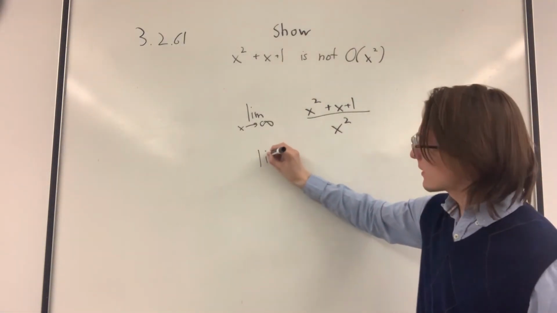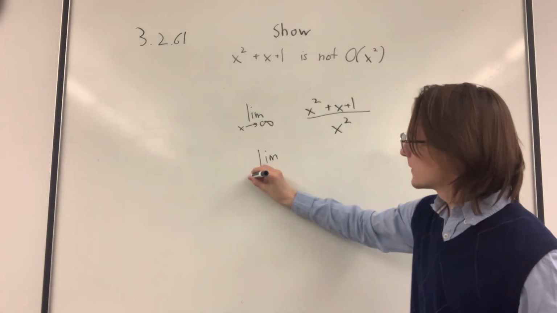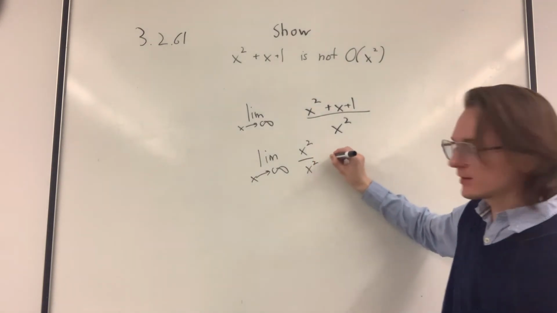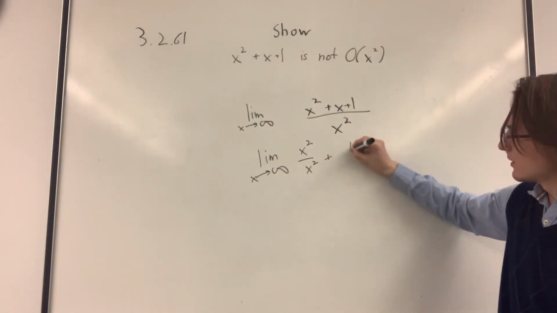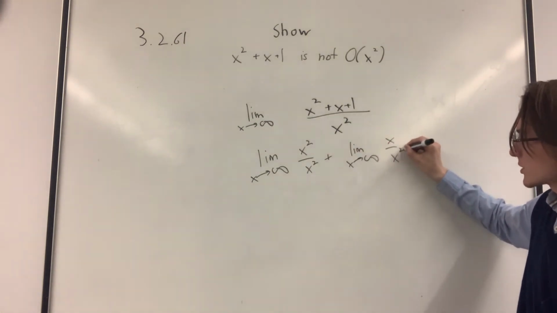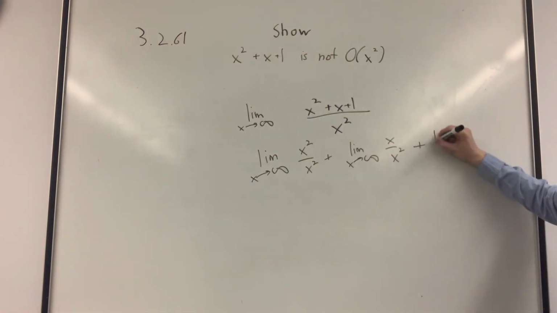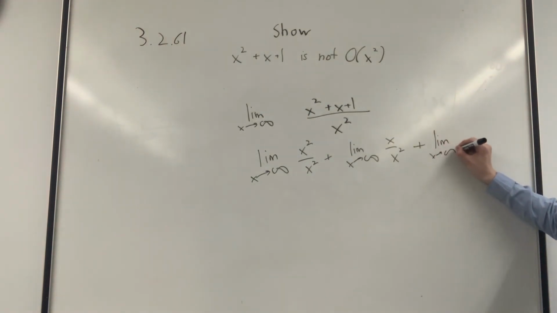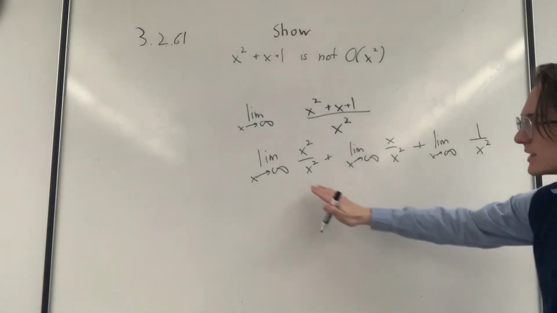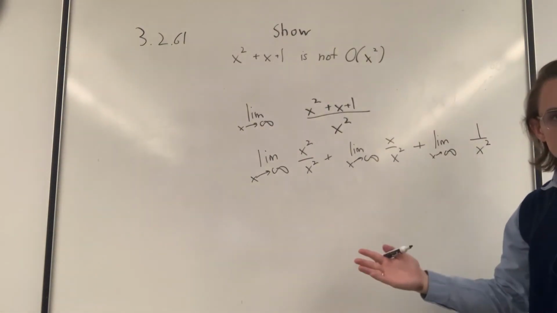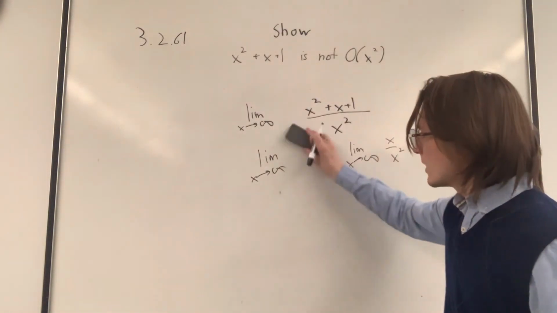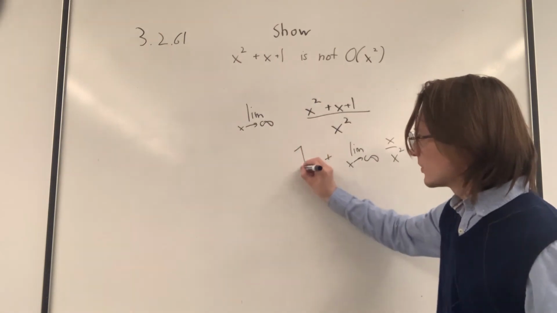We get the limit as x goes to infinity of x squared over x squared, plus the limit as x goes to infinity of x over x squared, and finally plus the same limit as x goes to infinity of 1 over x squared. From here, we can simplify. We see that this is x squared over x squared, which is just 1, and the limit of 1 is just 1 itself. Let's erase this limit here and simply put 1.